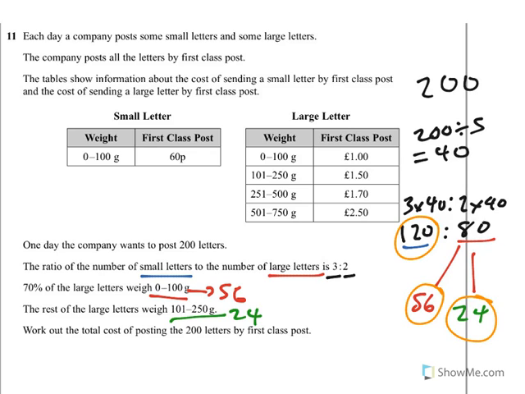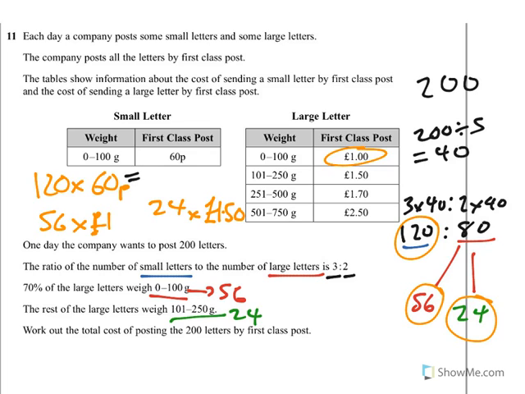So now we need to work out the cost of sending all of these letters. So we're going to have to do 120 times 60 pence. We're going to have to do 56 times £1, and we're also going to have to do 24 times £1.50.